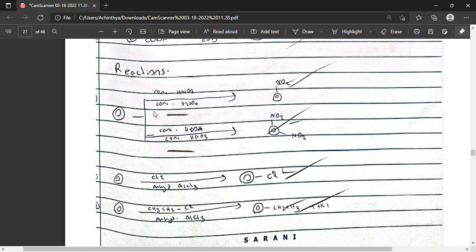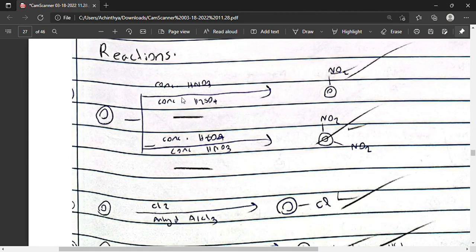Now about reacting benzene, we can react benzene with concentrated HNO3 and concentrated H2SO4 at different temperatures to get nitro compounds. If we do it at 55 degrees Celsius, we will be able to get a mononitro product, while if we do it at higher temperatures, like 75 or 85, we will be able to get dinitro products.